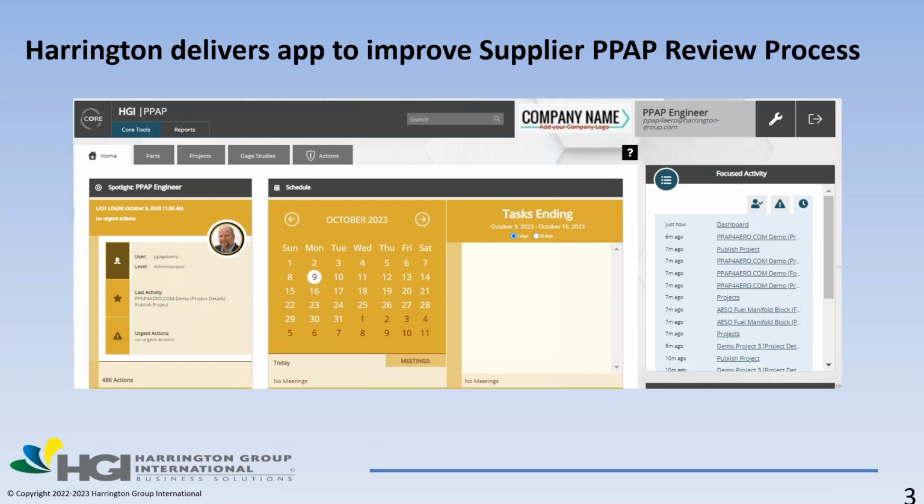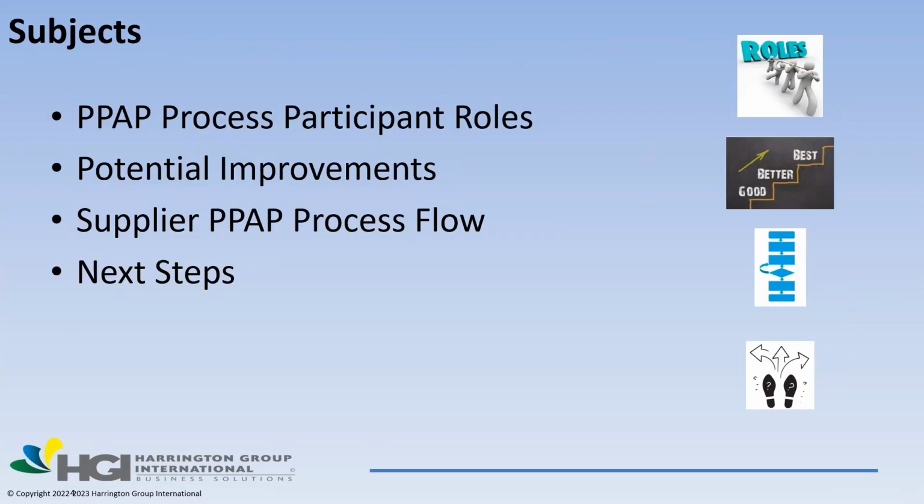What we're going to discuss is the Harrington PPAP document authoring tool, one that's better than Excel, but not too complicated. The subjects are, and this first one is very important in trying to explain the different viewpoints in your company, the PPAP process participant roles. Different people are trying to get different things done, and it's important to understand that. Then some improvements that make it a little bit easier, the supplier PPAP process and review, and some possible next steps.